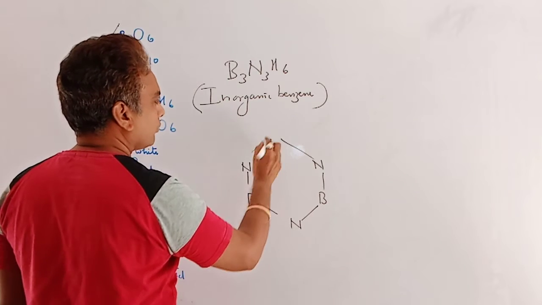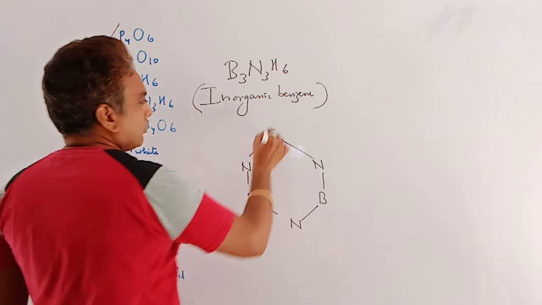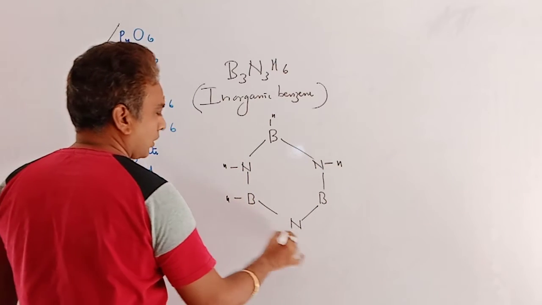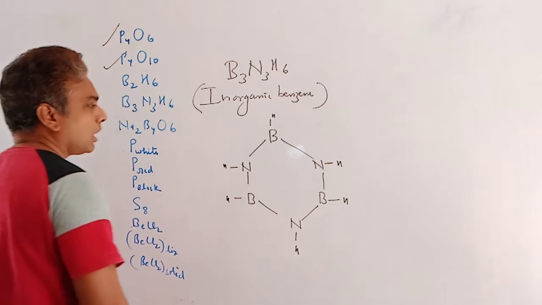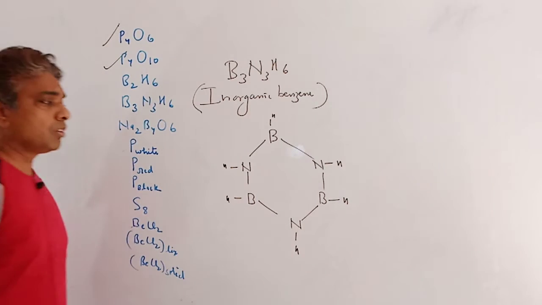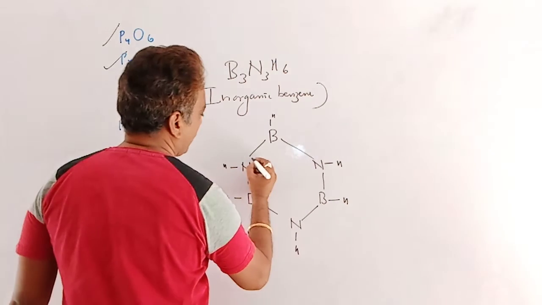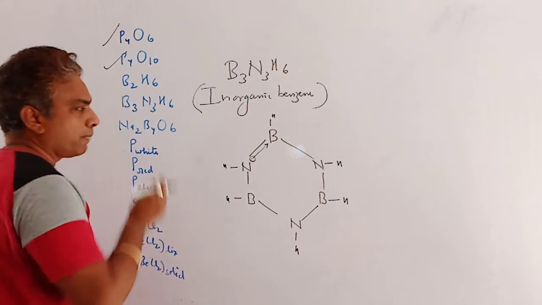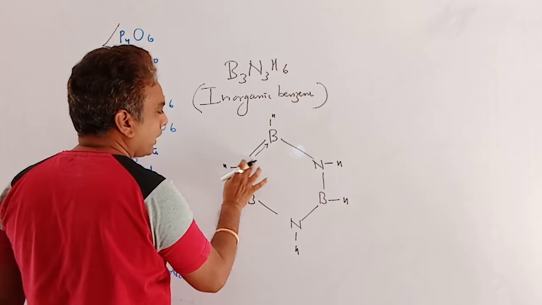Clear? And with respect to each nitrogen and boron, one hydrogen is also associated. After sharing, the octet of nitrogen is completed, but boron is not completed. One electron pair is required. So due to the formation of a coordinate bond between N and B, the octet of boron is completed, but a coordinate bond is the combination of ionic and covalent bonds.